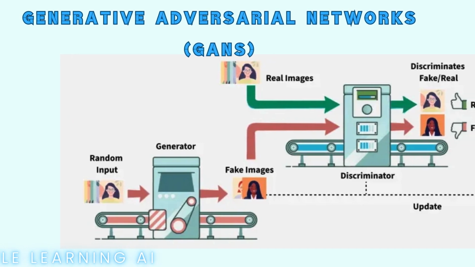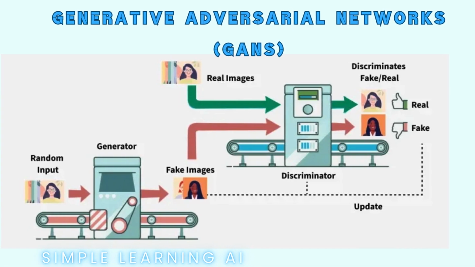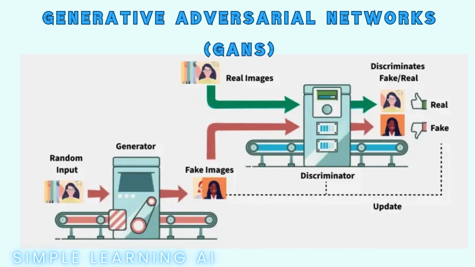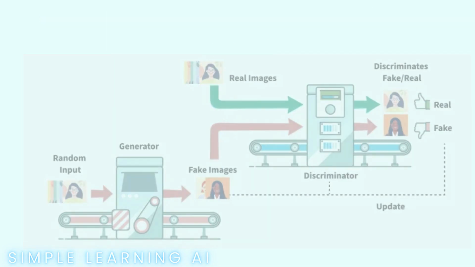Generative Adversarial Networks, GANs, are like a game between two AI models. Generator tries to create fake data, like fake photos. Discriminator tries to spot which is fake and which is real. They compete, and over time, the generator gets so good that its outputs look real. Example use case: creating fake celebrity photos, AI-generated art, enhancing blurry images.